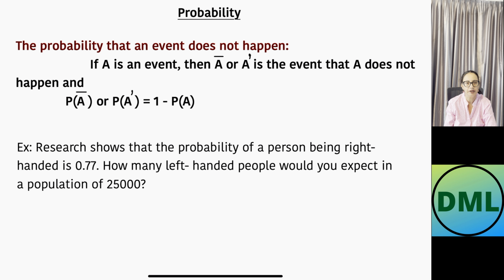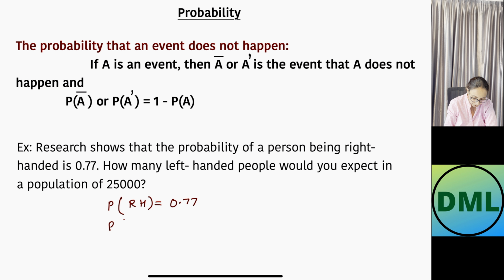Let's see one example to understand this. Research shows that the probability of a person being right-handed is 0.77. How many left-handed people would you expect in a population of 25,000? They have given us the probability of the right-handed people. Let's write down here probability of right-handed people is given as 0.77. I need to calculate the probability of left-handed people.